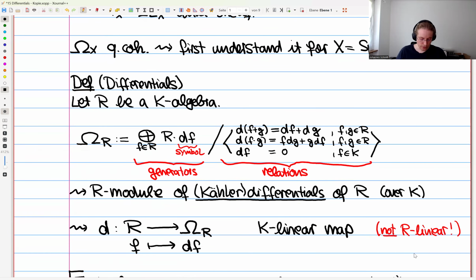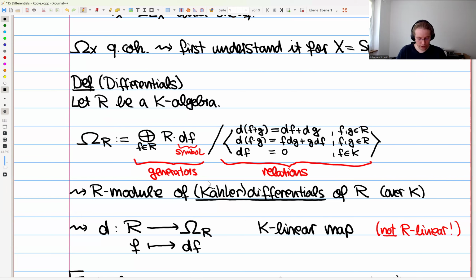And we just observe for now that there is a nice K-linear map, which goes from R to omega R, takes this F, and just associates to it this formal symbol. And the fact that this is K-linear follows by combining the first equality with the second one, knowing that the differential of an element of K is 0. Because this means that if F is in K, then D of F times G is F times dG plus 0, because the dF vanishes.